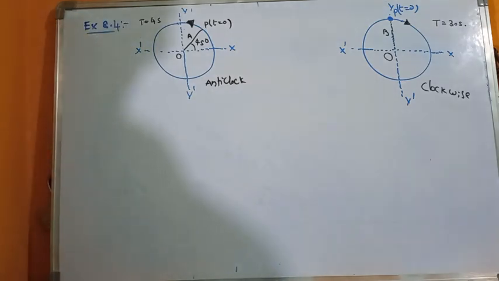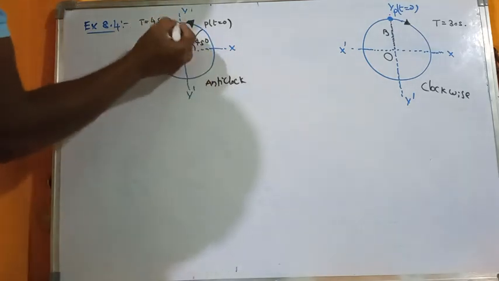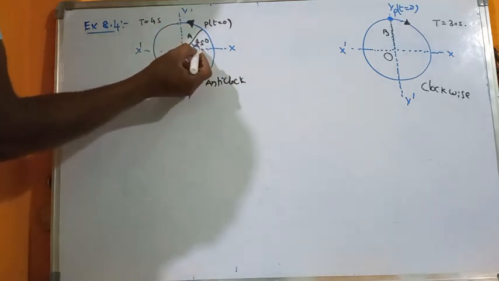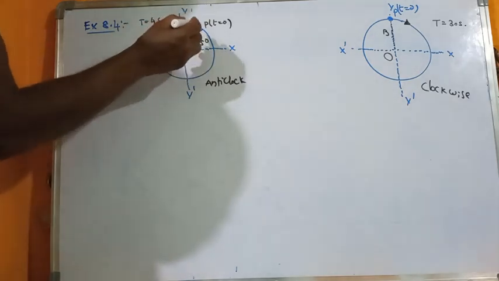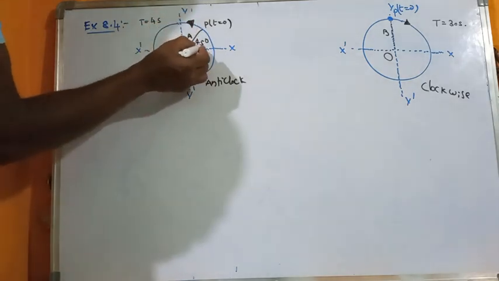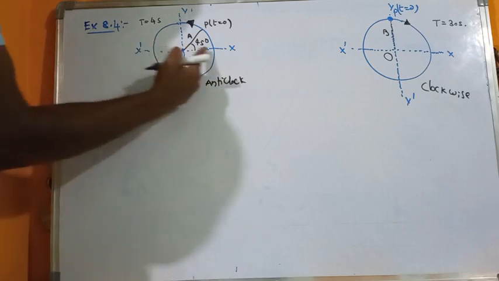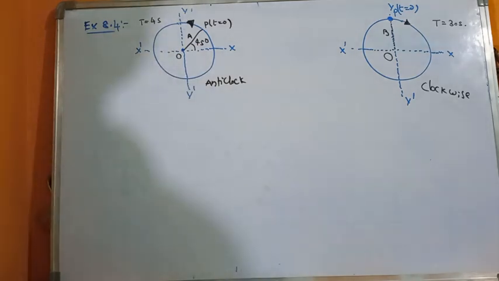position of the particle. While this particle is moving on the circumference, the foot of the perpendicular of that particle, or the shadow of that particle, is moving to and fro about the mean position along the x-axis and also along the y-axis. Already we have seen this in our simple harmonic motion.